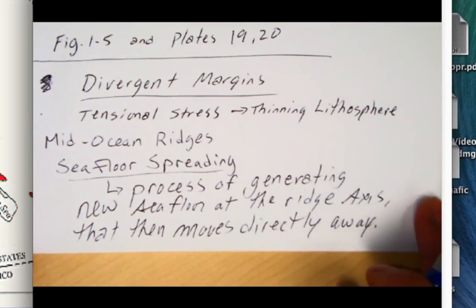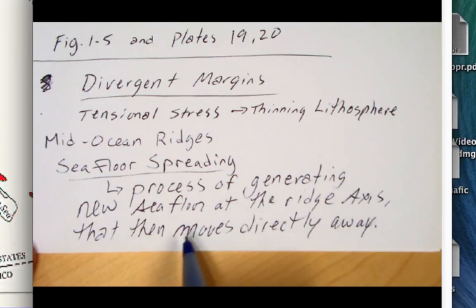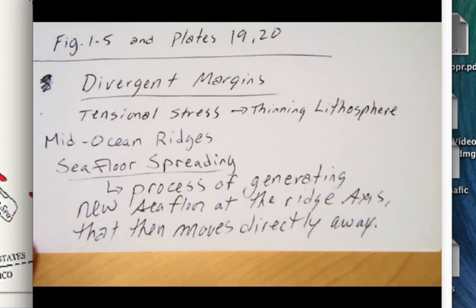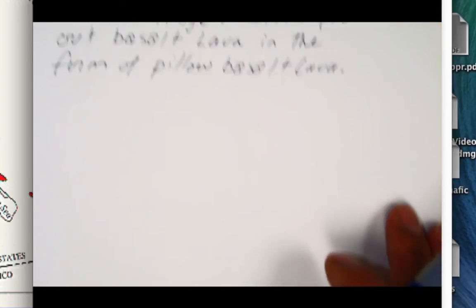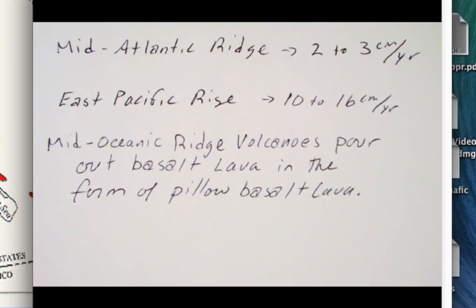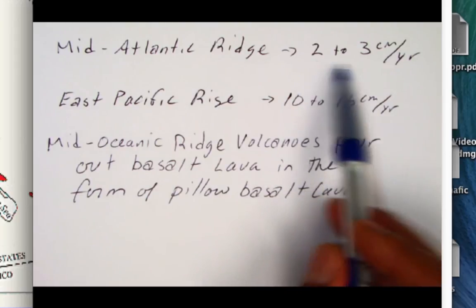And seafloor spreading is a process of generating new seafloor at the ridge axis that then moves directly away from the ridge. We're creating new seafloor and then it's moving away from that ridge to form even newer seafloor, right? Those are divergent margins. There's two divergent margins or mid-oceanic ridges I want you to know about. The one in the Atlantic Ocean has a rate of about 2 to 3 centimeters per year.